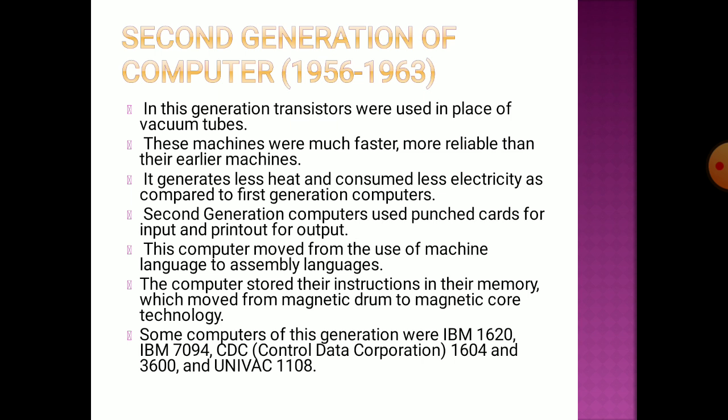As the size was reduced in the second generation, the speed increased, and we were able to rely on the second generation of the computer. It generates less heat and consumes less electricity compared with the first generation. And in the second generation of computers, we used punched cards to take the input data, and printouts were used to take the output.